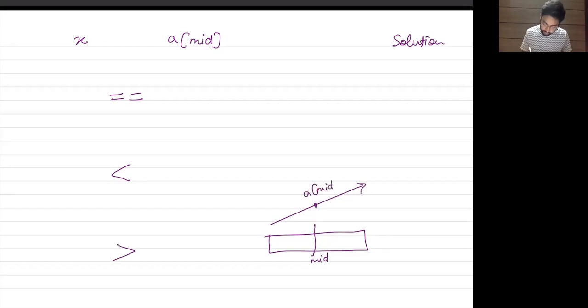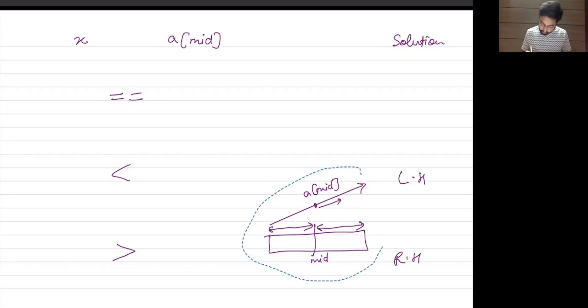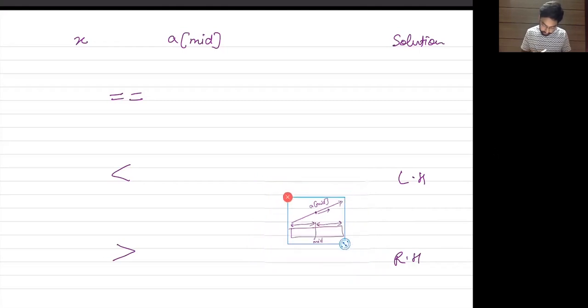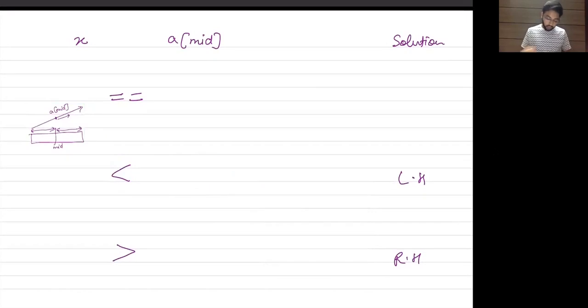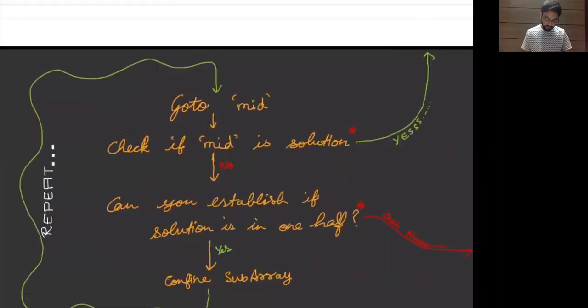Now, since the array is sorted in increasing order, this is a mid. Now, if x is less than a mid, we can definitely say the solution lies in the left half, right? And if x is greater than a mid, we can say the solution lies in the right half. All right. And what if x is equal to a mid?